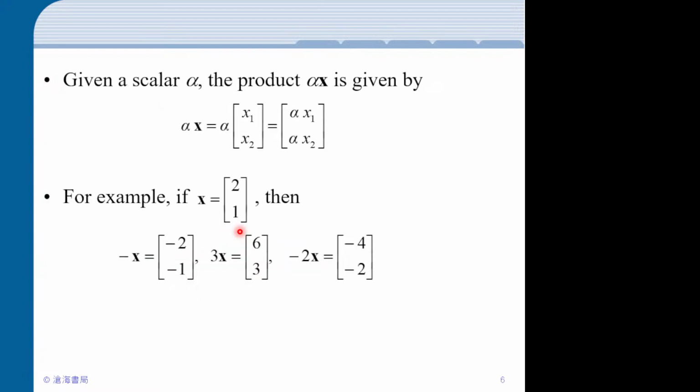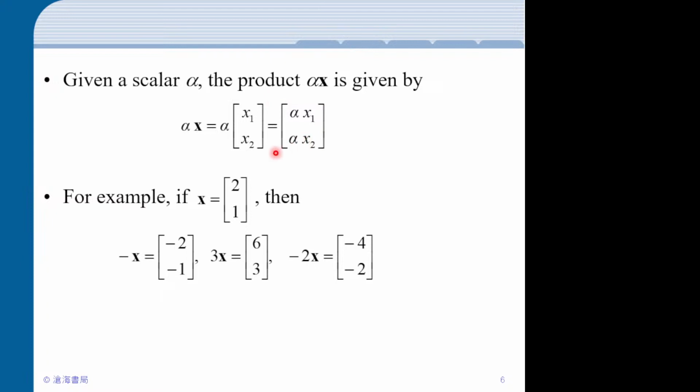Okay, now we go to a little more algebra. In algebra, I want to do operations on your vector. We can multiply a scalar on a vector, and we just define this by our matrix multiplication rule. If you multiply a scalar on a matrix, you just multiply every element by alpha. So alpha x1, alpha x2.